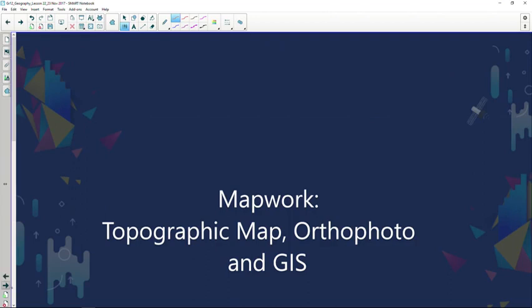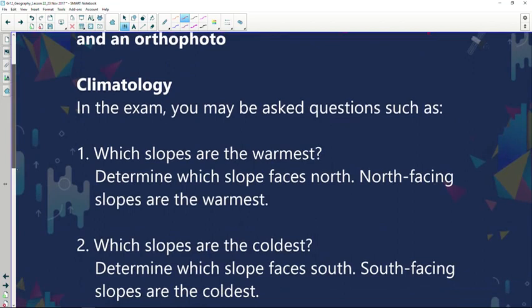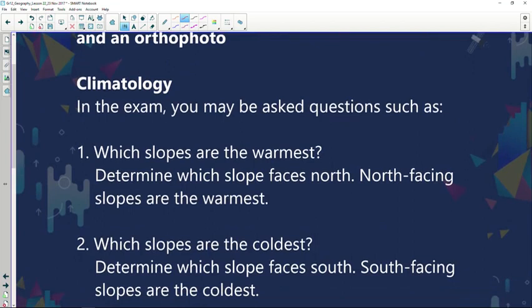Now, if you look at our first slide, in this episode we're going to concentrate on how we apply what we've learned in the theory to the topographical map and the orthophoto. I'm talking about the sections on climatology, geomorphology, and settlement, as well as economic geography. But let's first look at climatology. One of the questions that may pop up: which slopes are the warmest?